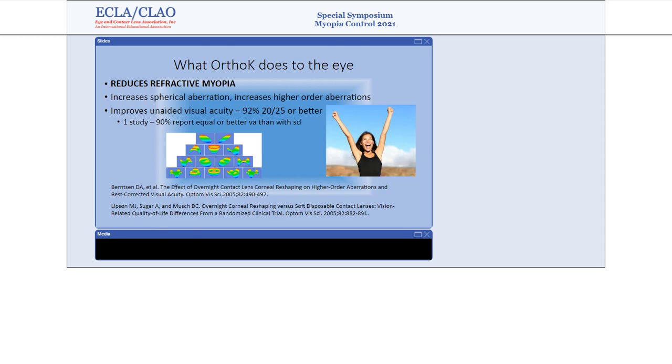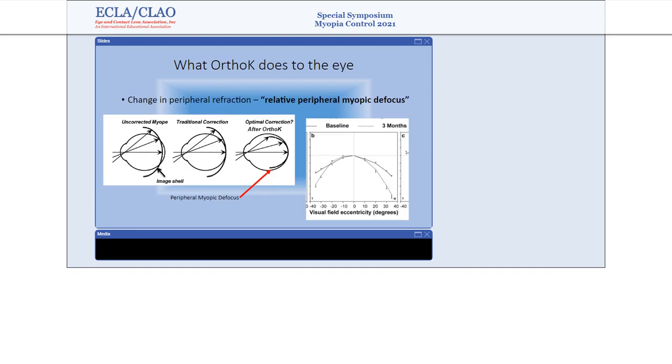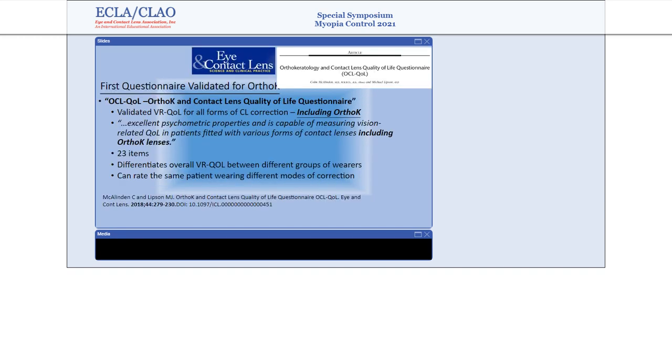Again, the obvious thing that OrthoK does to the eye is reduce refractive myopia and improve vision. Visual acuity is excellent throughout the day, with 92% in one study showing 20/25 or better. Another one showed 90%. So they're all showing very good vision, but we also know that while it corrects acuity very well, it creates some spherical aberration and some higher order aberrations that can have an effect on the overall quality of vision, but that probably has something to do with the myopia control effect as well. You've seen this slide on previous presentations that OrthoK also creates this relative peripheral myopic defocus.